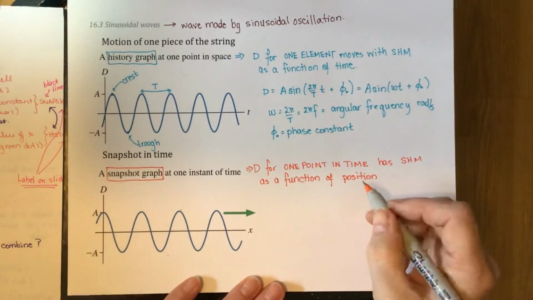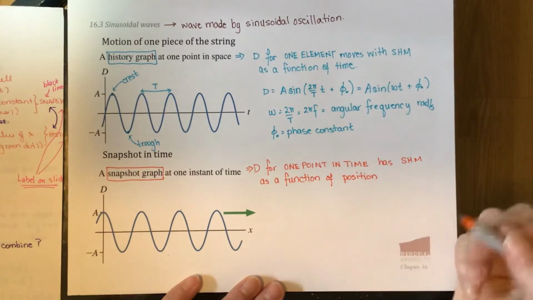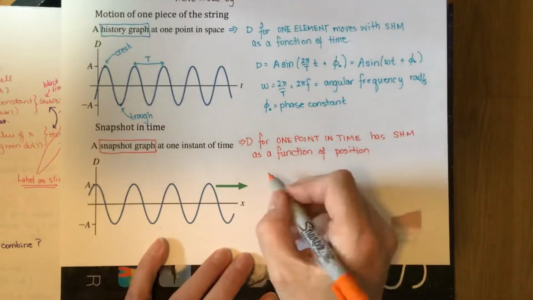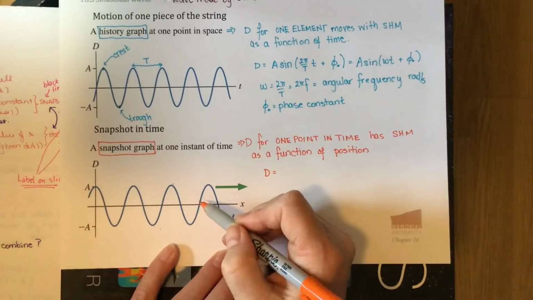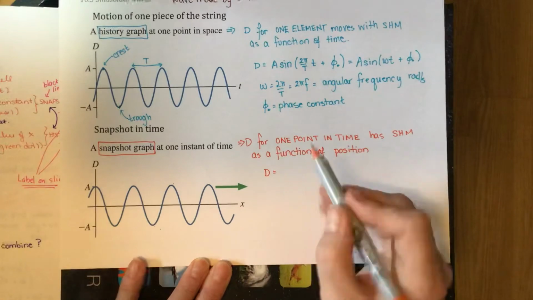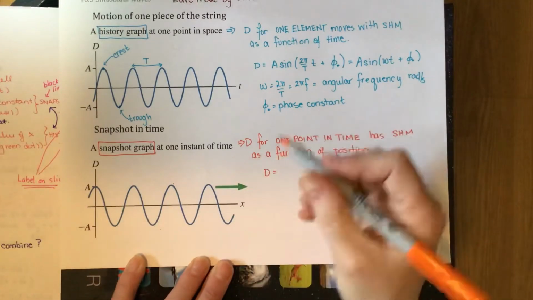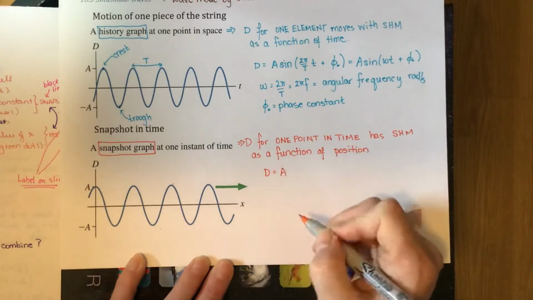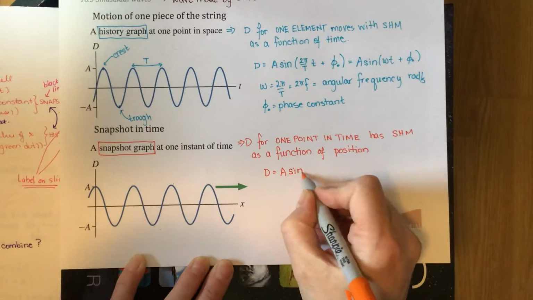So if that moves with simple harmonic motion, it means it can be described as a sine function. So let's write that equation down. If we're going to describe that by a sine function, d is going to have some maximum value. Still going to be the amplitude. That stays the same whether we've hit pause or not. So d has a maximum value of A. It varies as a sine.